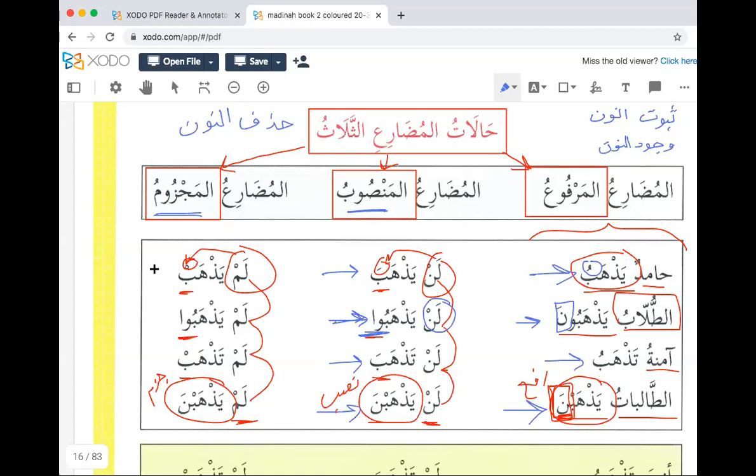لم يذهب علامة الإعراب السكون. Okay? But what is the i'rab? It is majzoom. But we know it's majzoom because it says over here المضارع المجزوم. طيب لماذا يذهب مجزوم؟ Because of lam. أحسنت. لأنه سبقه لم. It was preceded by لم. ما هي علامة الإعراب هنا؟ حذف النون. بارك الله فيك.